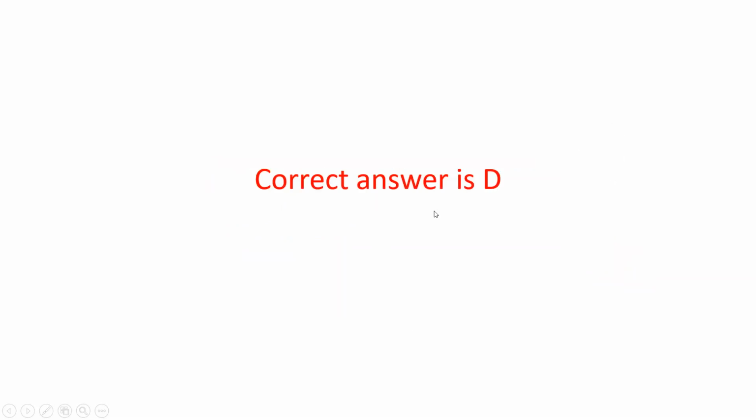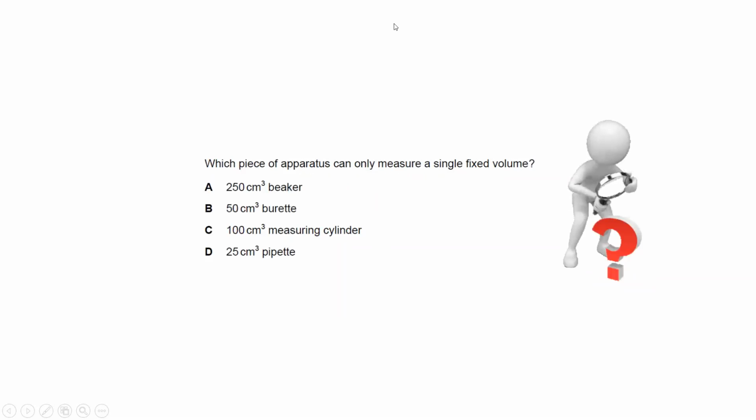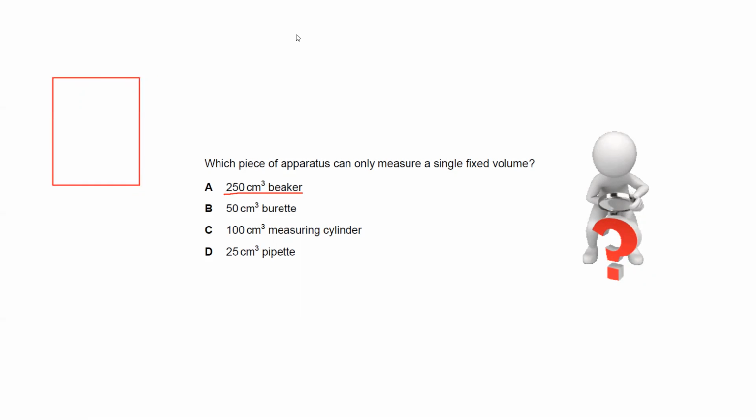When we check the answer, the correct answer is D. But why is D the correct answer? Because when they mention we have a 250 cm cube beaker, it's not like only 250 cm cube is a marking on that beaker. The maximum volume which this beaker can hold is 250 cm cube, but there will be other numbers such as 200, 150, 100 and 50. We can measure other volumes also, and the maximum we can measure is 250. So it cannot be the beaker.